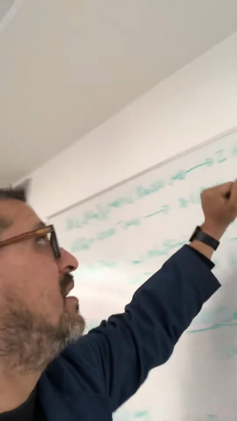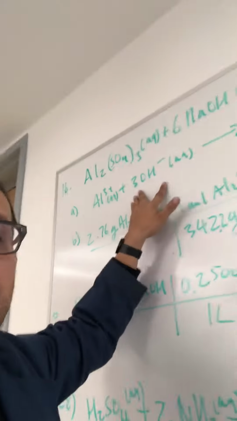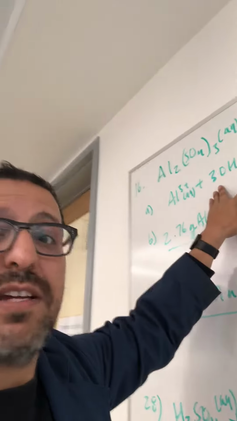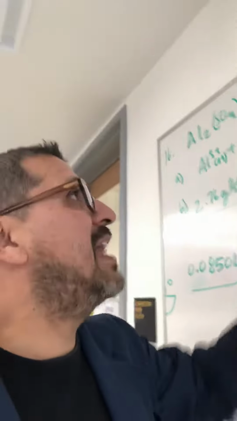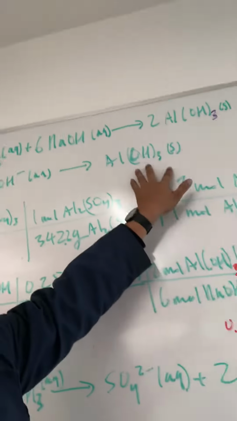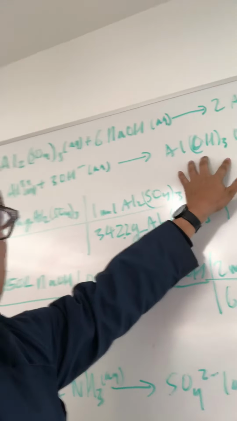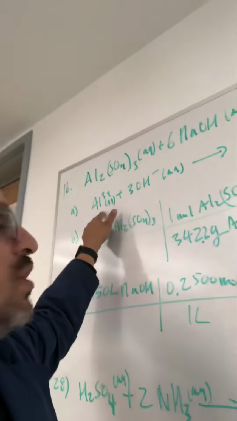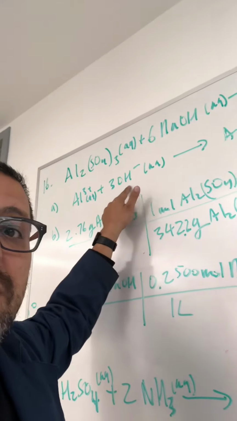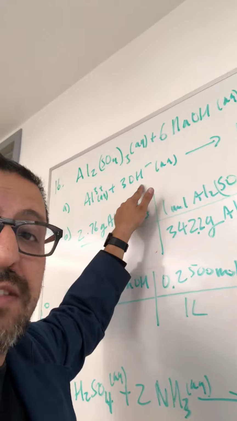We go with that to figure out, let's write just the half reaction of just what forms the precipitate. I like to think of it backwards. I go, okay, here I am, here's my precipitate. What's it made of? It's made up of 1 aluminum and 3 of these hydroxides. So that's the first part.